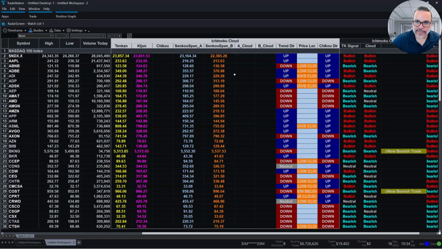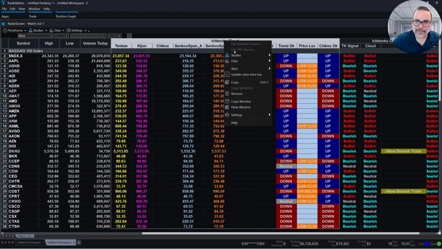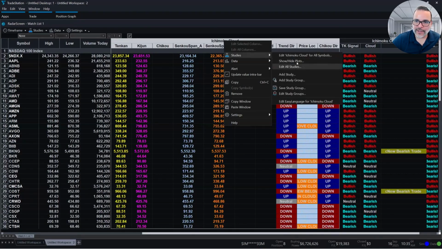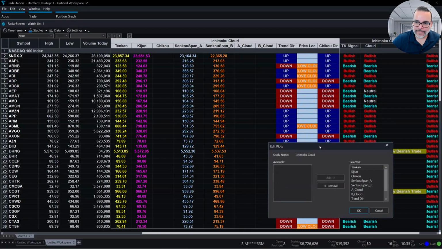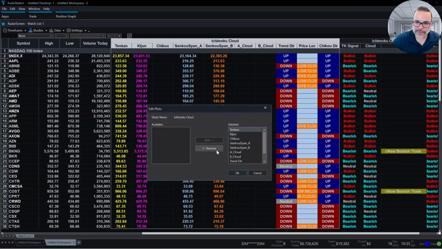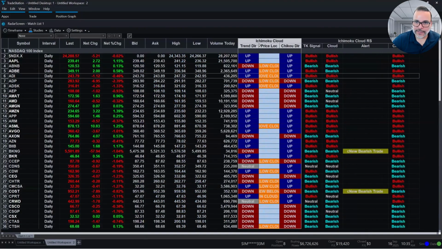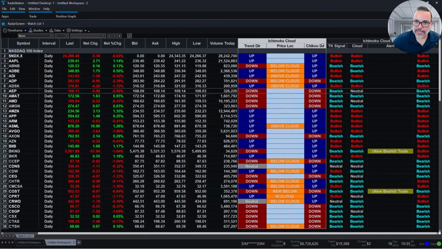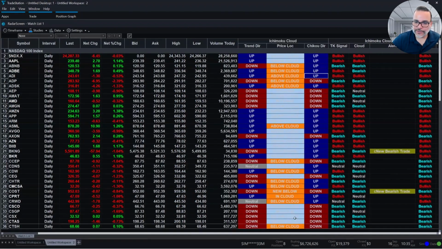So a lot of times when you have an indicator that has columns that you don't need, just right click on the column header, go to studies, and you have the ability to show or hide plots. If I go there, I can remove any of the plots that I don't need. I don't need Tenkan, Kijun, Chikou. I don't need the cloud or the A cloud or the B cloud. I just need these three columns, which are going to tell me the trend direction, price location, and then the Chikou direction.